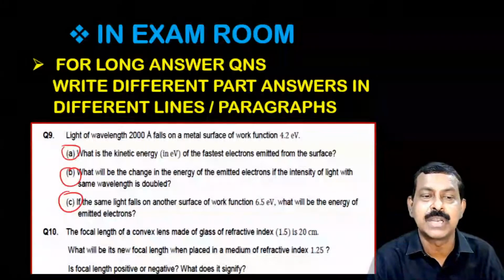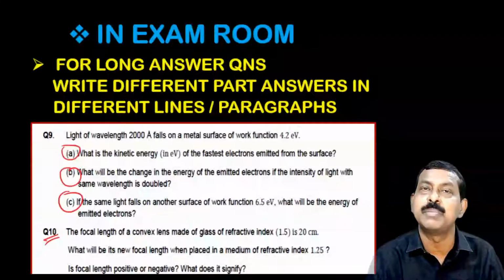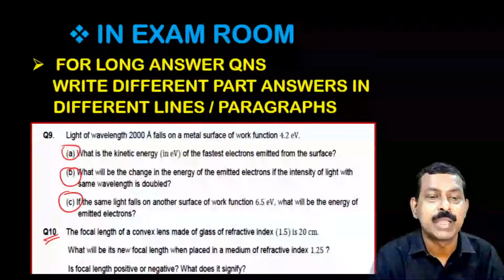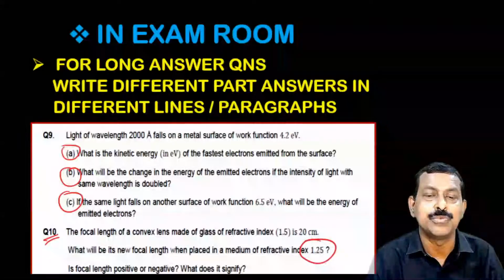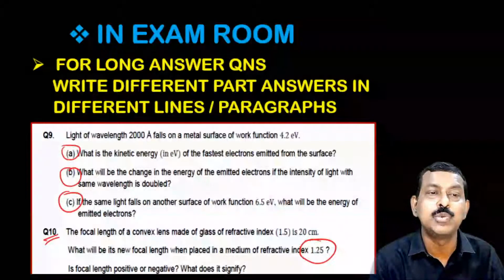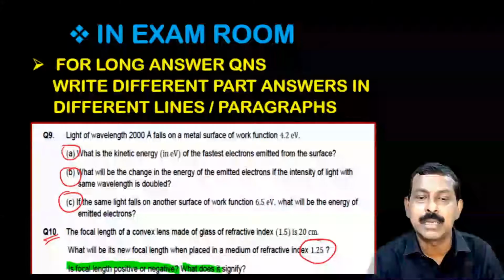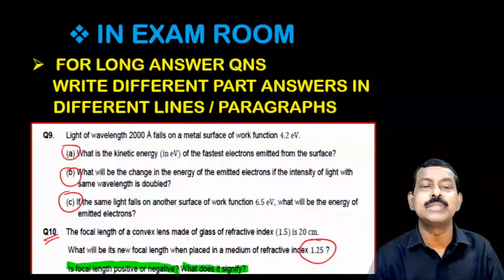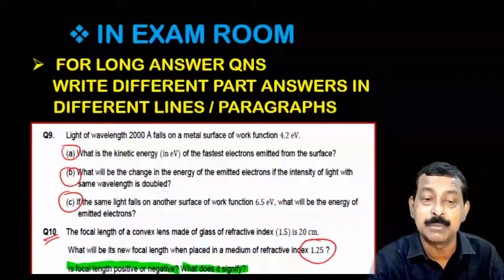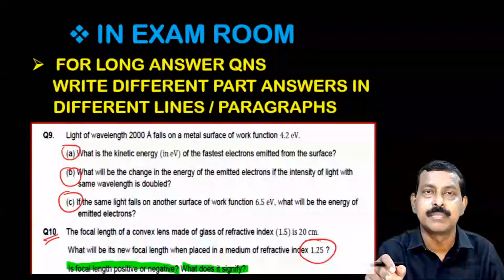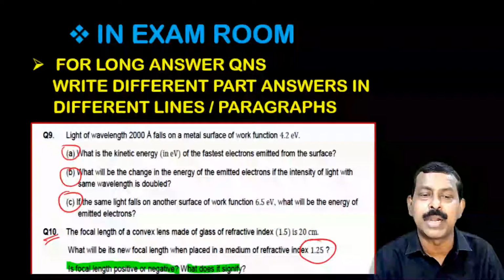Problem will be there for questions like this, the 10th one. Here you see this particular question: the focal length of a convex lens made of glass of refractive index 1.5 is 20 centimeter. What will be the new focal length when placed in a medium of refractive index 1.25? But at the same time, it has given two other parts also. Of course, it is in a separate line, but in the other part, it is given what does it signify. Many times a student might have completed the part on the focal length, but because it is not distinct like A, B, C, and is just written in one line or in one passage, chances are the student may miss this particular part.